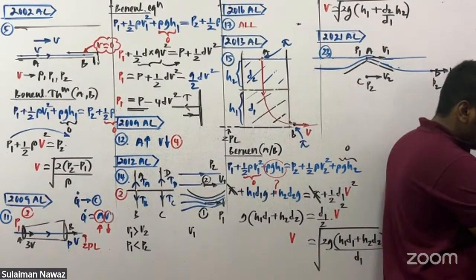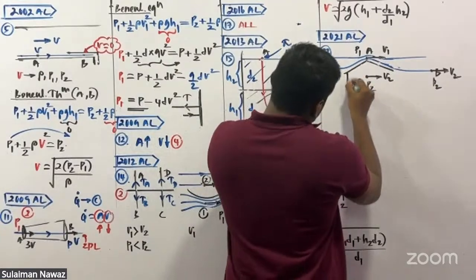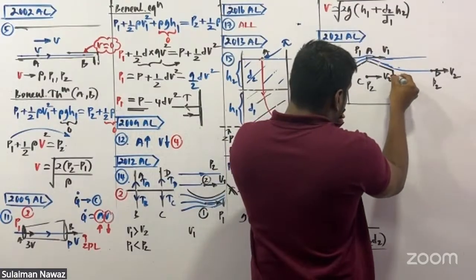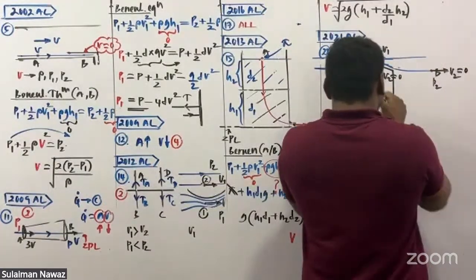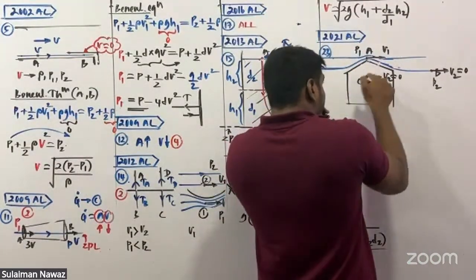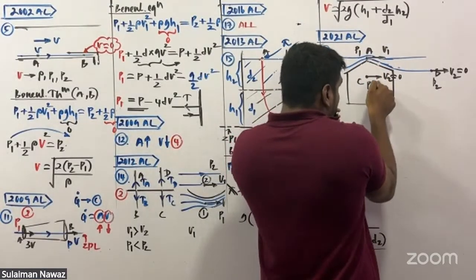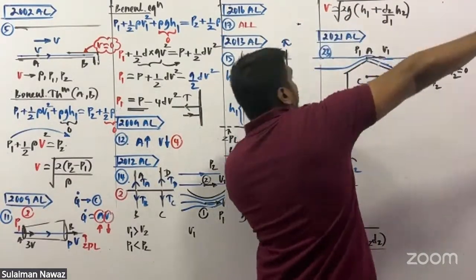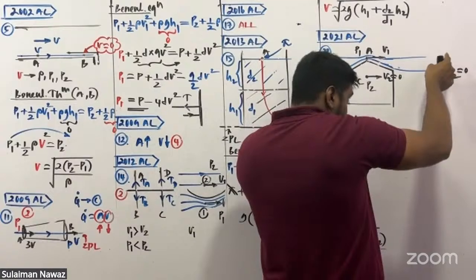Assume that the air inside the house was at still condition. Then what is your V2 value? V2 is 0. If the air is at rest, the velocity of the air at point C inside the house is 0. Then when you consider the far point, point capital B, the velocity of the air at point B is also 0.